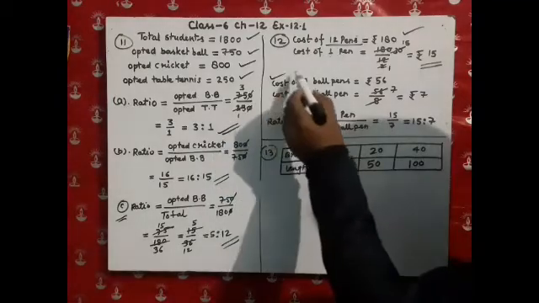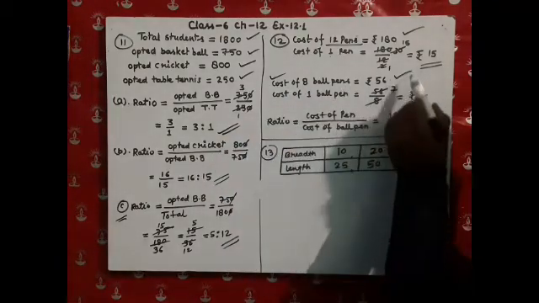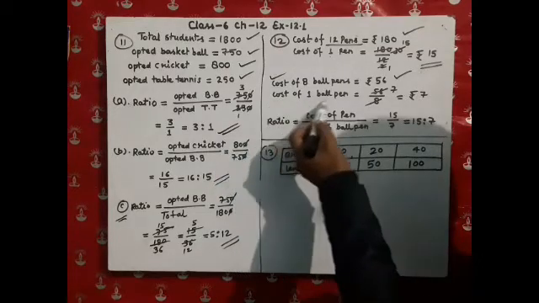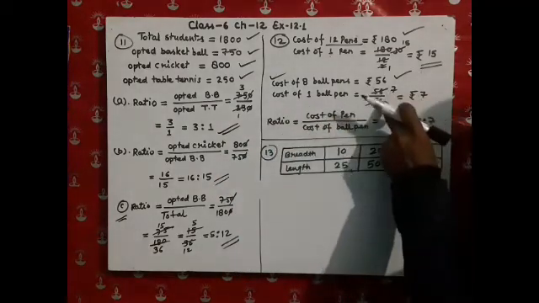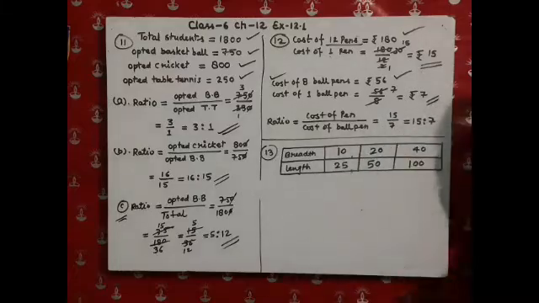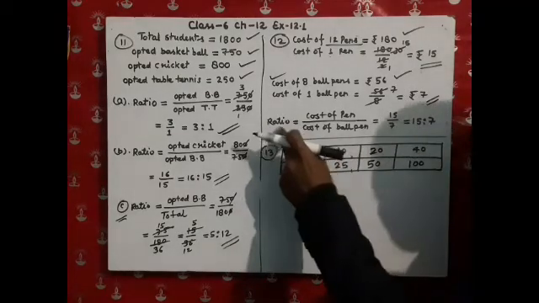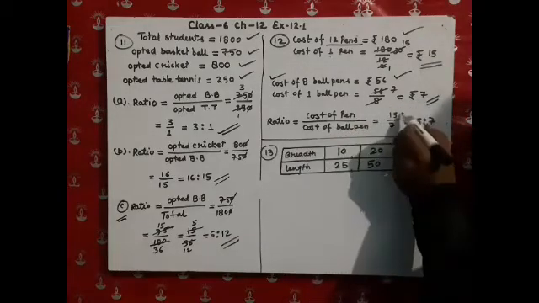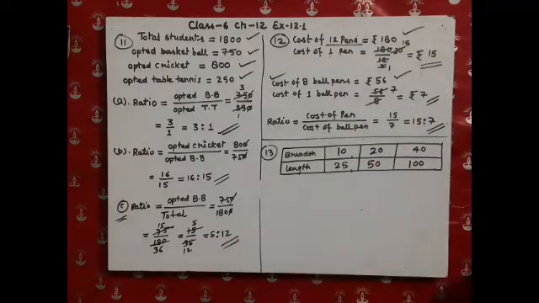Now the cost of 8 ball pens is given as rupees 56. By the unitary method we get the cost of 1 ball pen, that is 56 divided by 8. So the answer is rupees 7. Now we have to simply find the ratio. The ratio is given as the cost of a pen to the cost of a ball pen. So 15:7 will be the ratio.